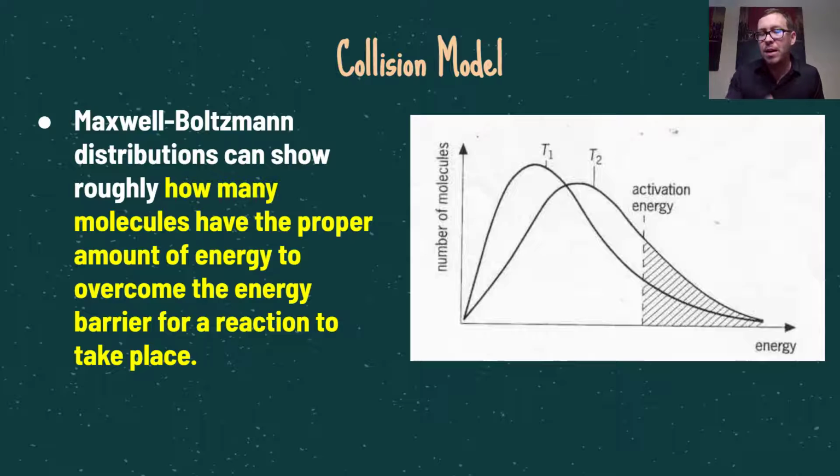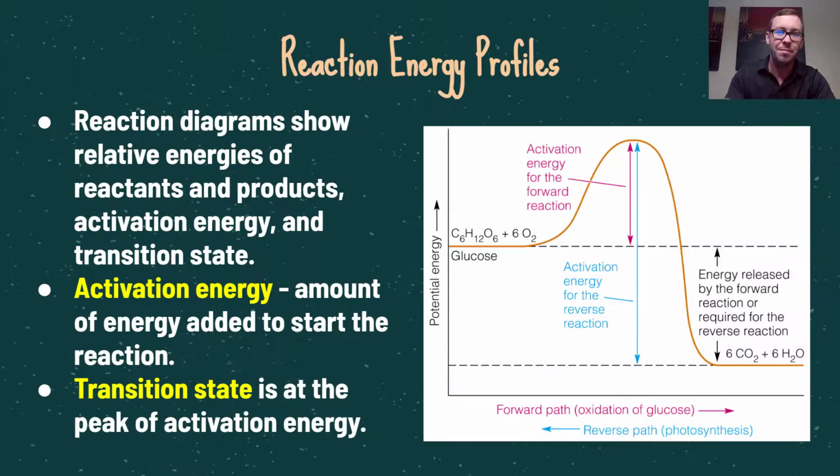Also notice what happens when you increase the temperature in a Maxwell Boltzmann distribution. We've talked about this previously: the graph shifts to the right and the peak lowers. But notice that as the temperature is greater, the amount of molecules that have sufficient energy to overcome the activation energy is greater. So that logically makes sense: if the temperature is higher, we have more molecules with more energy above the activation energy barrier, and thus more successful collisions.